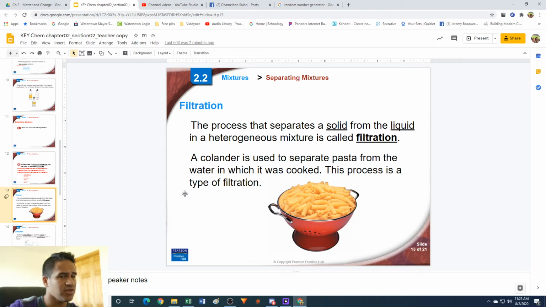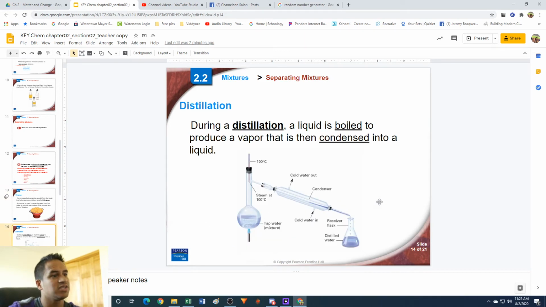Okay, so that's one way. In chemistry, we don't use colanders. We use filter paper. It's basically paper that has very, very small holes. You wouldn't be able to see the holes with your naked eye, but liquid passes through it just fine. Solids don't. It's a lot of times how we separate out solids from liquids. Otherwise, another way that we can separate out things is a process known as distillation.